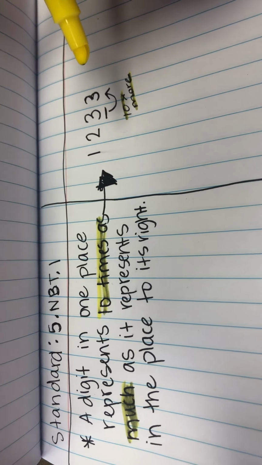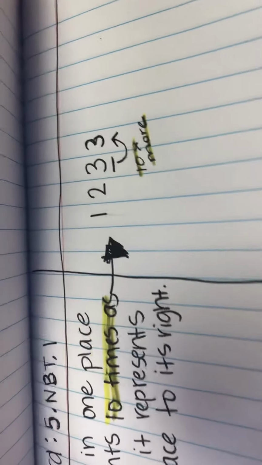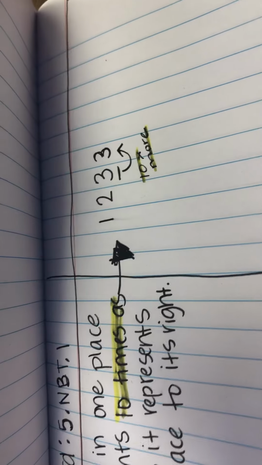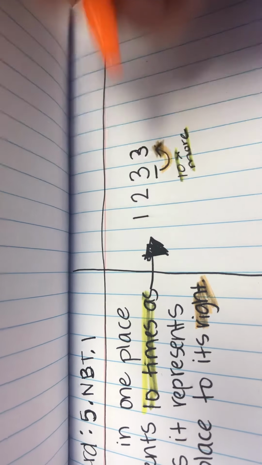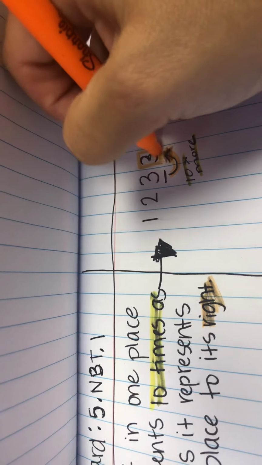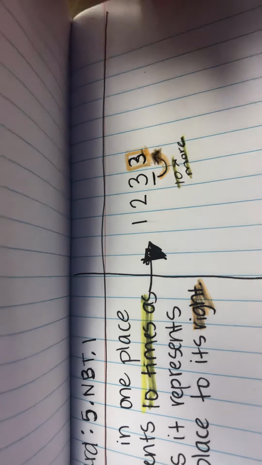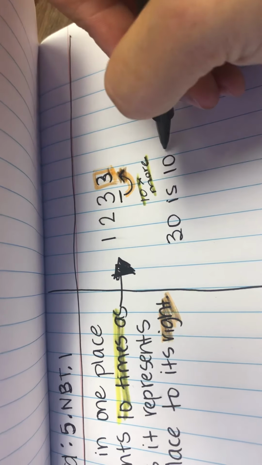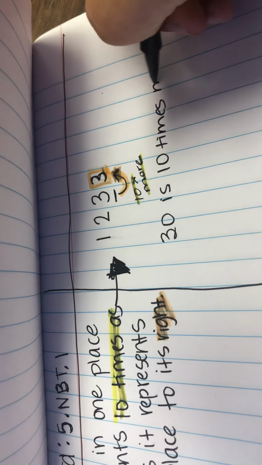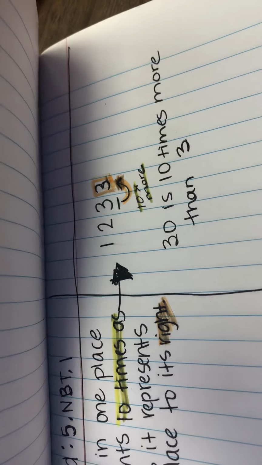Okay, so a digit in one place represents 10 times as much as it represents in the place to its right. Just to remind myself what that means, the place to its right, I'm going to highlight the word right with orange, and I'm going to highlight this arrow. Okay, and this is the place to its right. Okay, so 30 is 10 times more than 3. Okay, and I'm just going to make that little note down here. 30 is 10 times more than 3. That's just what that standard means. Okay?